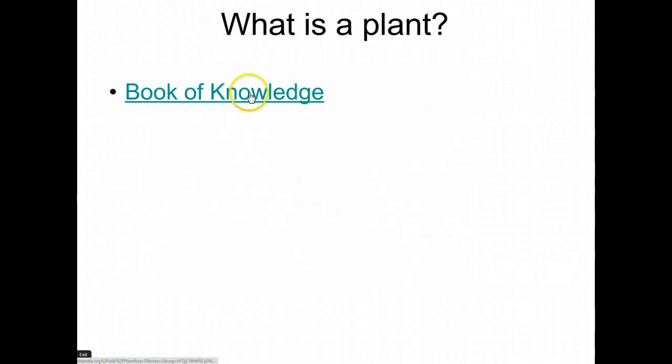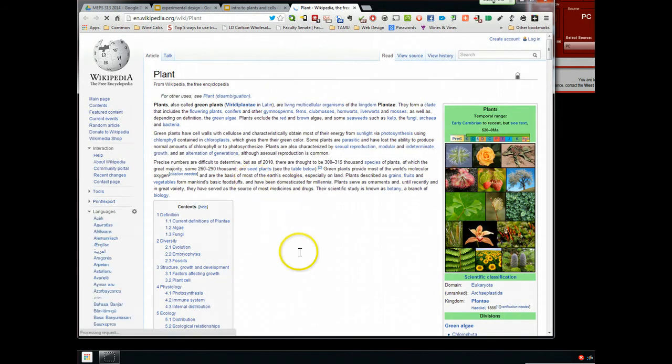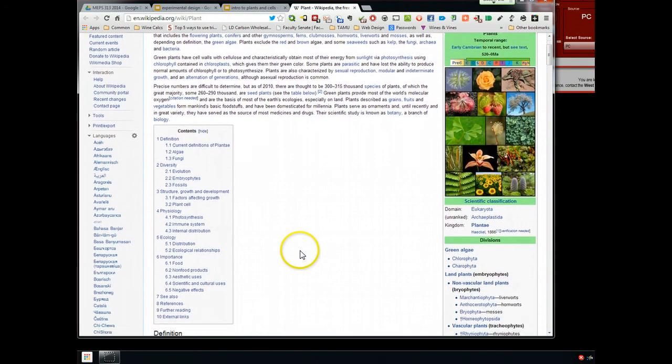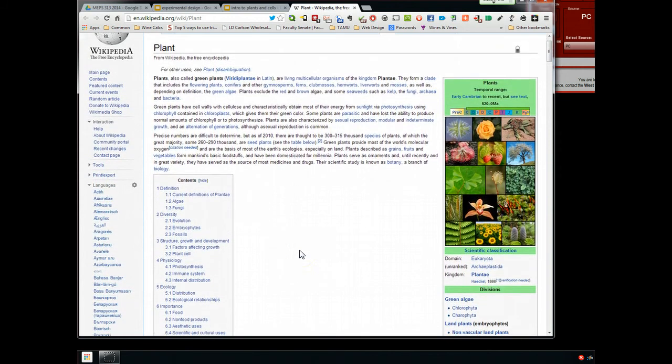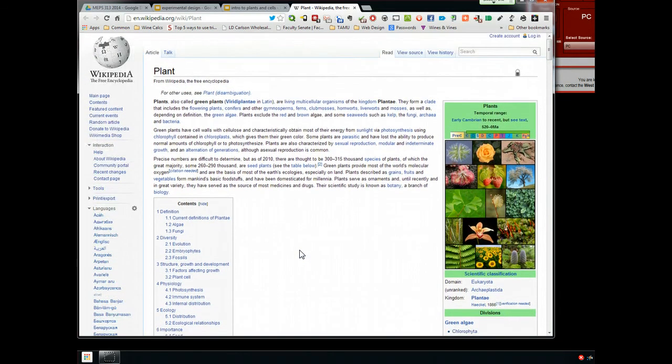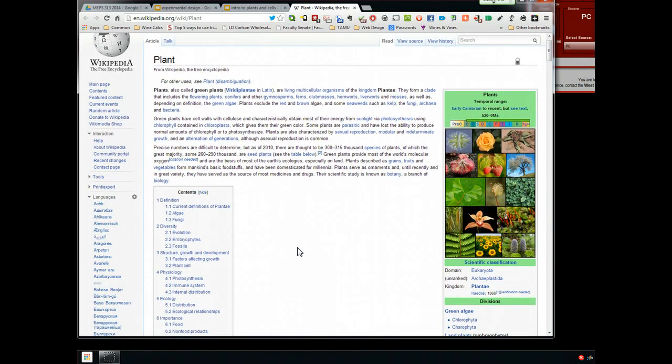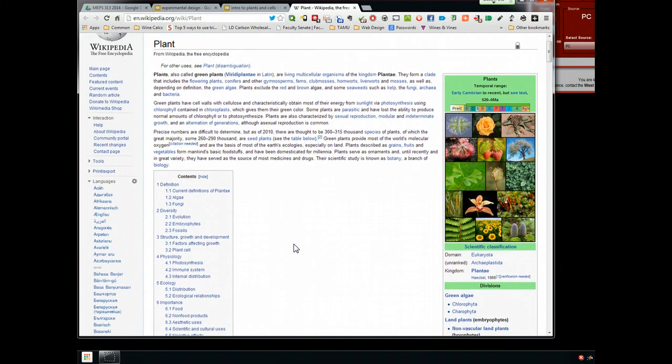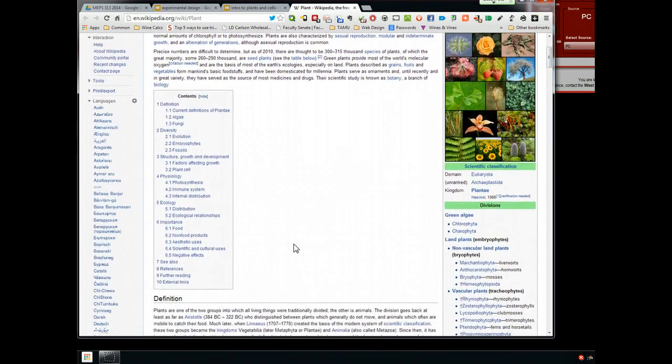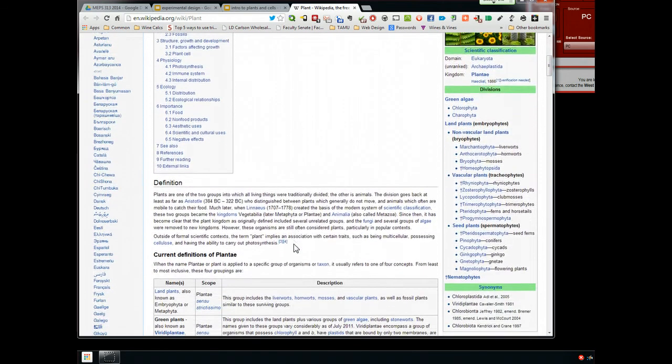Now, what is a plant? By the way, I love Wikipedia. And a lot of people say you can't use Wikipedia. Well, in science you can. It may not be good in other areas, but we can look at what the definition of a plant is, and this goes on and on.